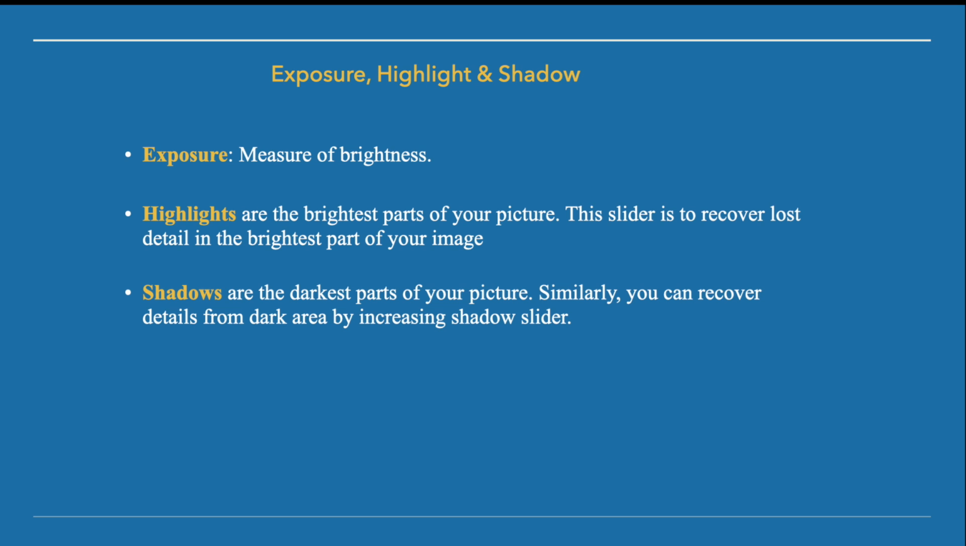Second, highlight. Highlights are the brightest part in any picture, and this helps in recovering lost detail in the brightest part of an image. Similarly, shadows are the darkest part of a picture, so you can recover details from the dark area by increasing the shadow slider. So by employing these three terms, you can control the brightness of an image.